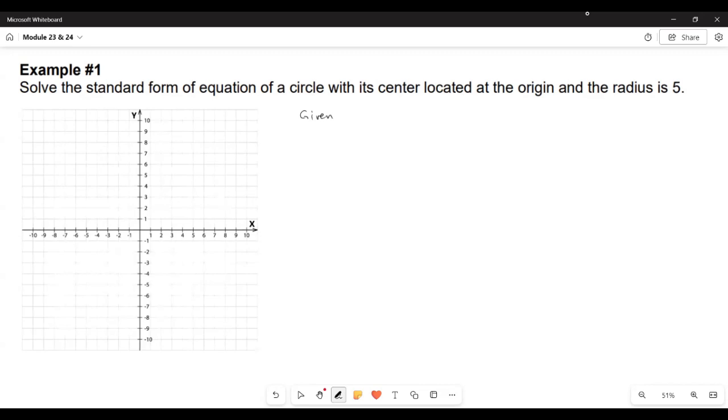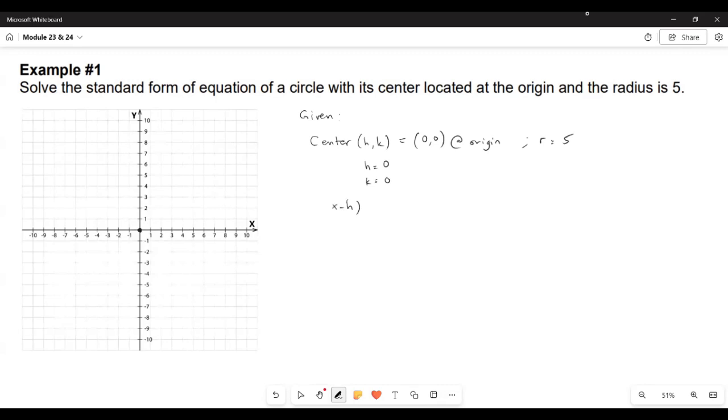Okay, so first, let's write kung ano ba yung given natin. Okay? So binigyan tayo wherein ang sabi is nasa origin daw. Okay, so we know that center, ang coordinates niya is h and k. If it is located sa ating origin, ito ang ating origin. Okay? And ang origin, automatically, 0 and 0. Diba? So therefore, ang ating h is equal to 0, ang ating k is equal to 0. Okay? And binigyan din tayo ng radius wherein it is equal to 5.